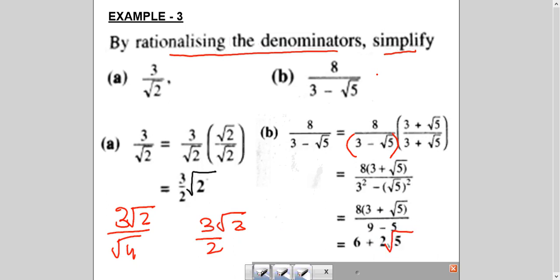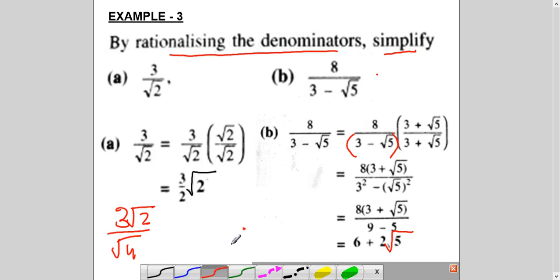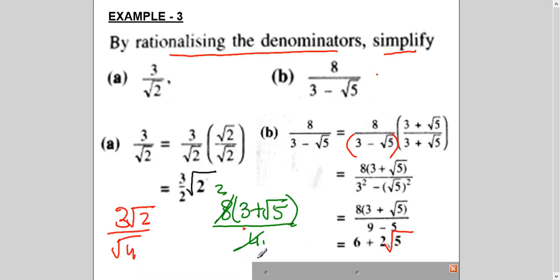Let me do one step here so that it is clear. Okay, so this is actually 8 times 3 plus root 5, okay? And 9 minus 5 is 4. So you will do 2, 4 ones are 4, 4 twos are 8. And then after that, 2 threes are 6, plus, when there is no number, it is 1, 2 ones are 2, root 5. This is how we have gotten this expression, okay?